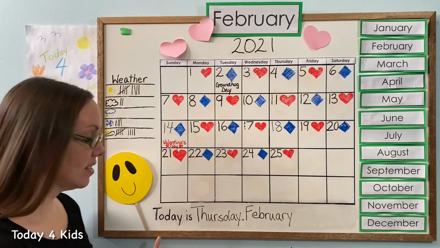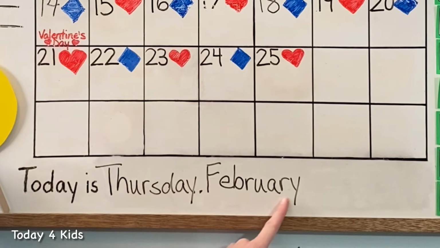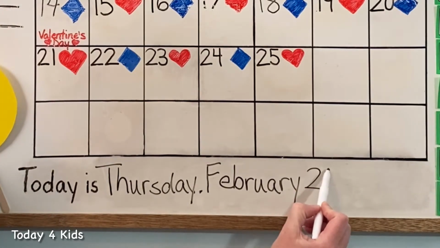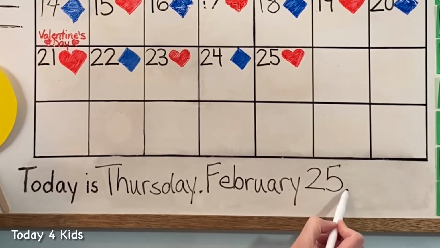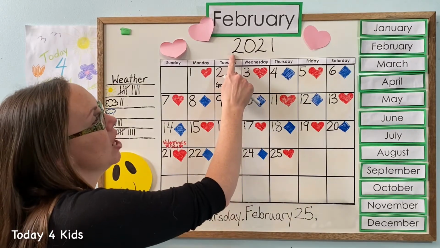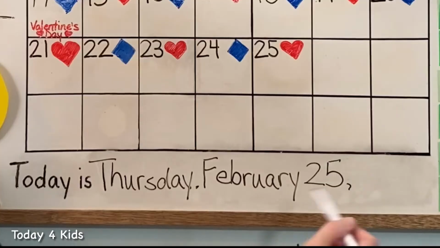Let's put it into our sentence. Today is Thursday, February 25th. So we'll put a 2 and a 5. And then we put a comma, and that comma reminds us to pause before we say the year. And the year is at the top with the month, 2021. So let's put that into our sentence.